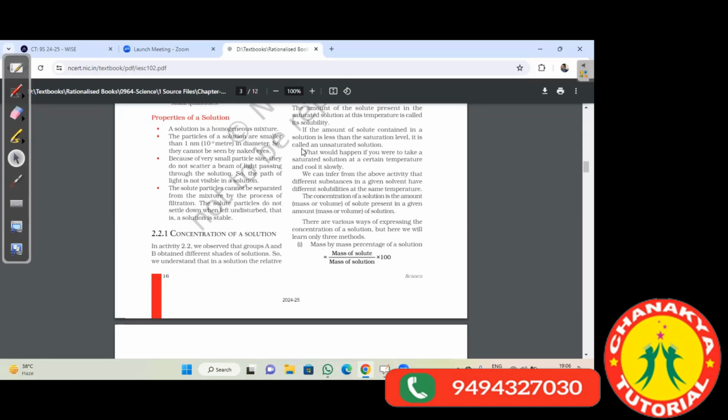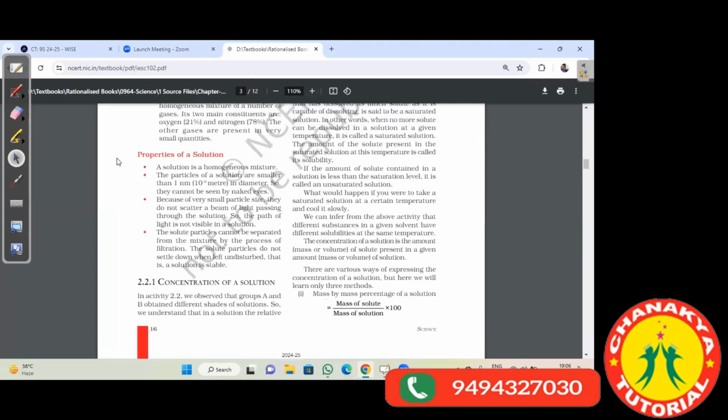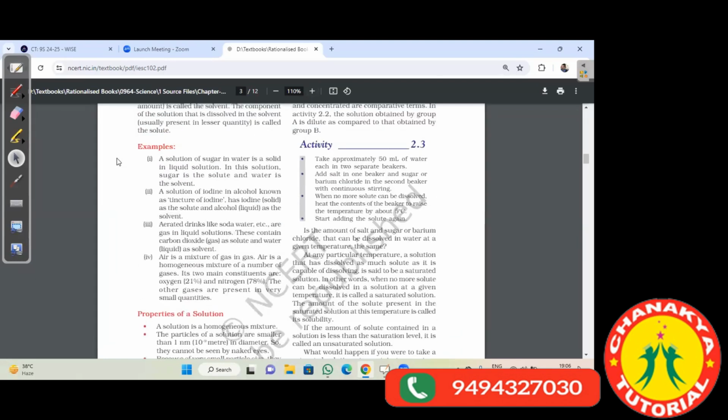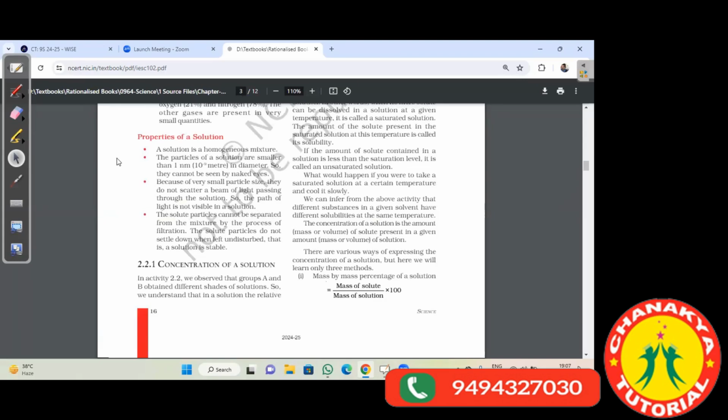Okay, so let's see the properties of a solution, and the concentration of the solution. Had we done about the concentration of solution also? See, a solution is a homogeneous mixture. The particles of a solution are smaller than 1 nanometer. 1 nanometer means 10 to the power minus 9 meters. So the particles of a solution are smaller than 1 nanometer in diameter, so they cannot be seen by the naked eye. Also, they do not perform scattering of light.